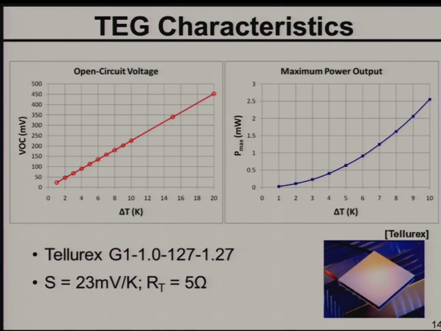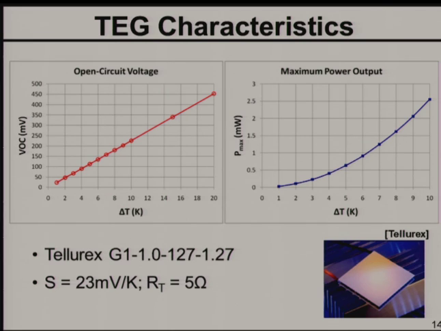The power also scales quadratically with the temperature difference. We're talking about around 30 to 40 microwatts per centimeter square on a human body. Sorry, this was a 10 centimeter square device. And in an industrial setting with 10 to 20 Kelvin of temperature difference, you get a few milliwatts.